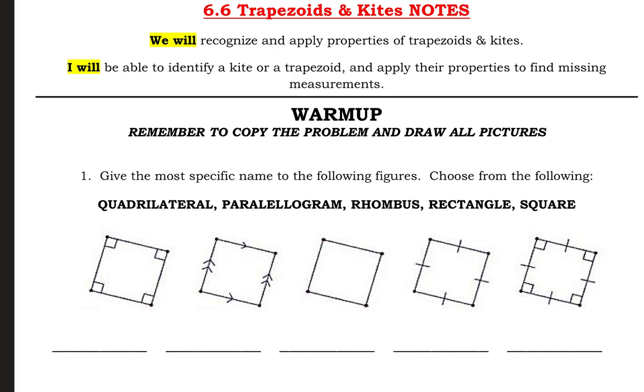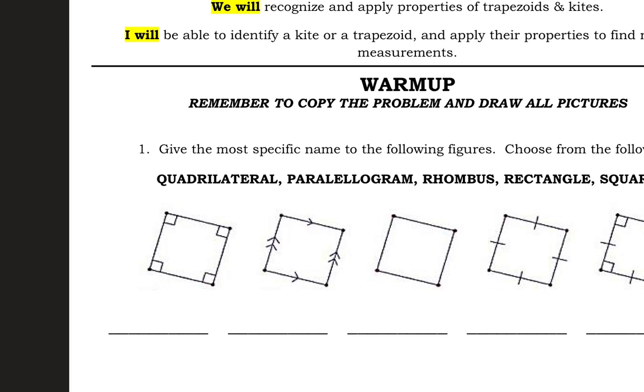We'll have something like this on the test where you're just given shapes and I just say, name it as specific as possible. So looking at the first one, it has right angles. Think about that flow chart, that little diagram we had yesterday. Where did the right angles first appear? On what shape? The rectangle.